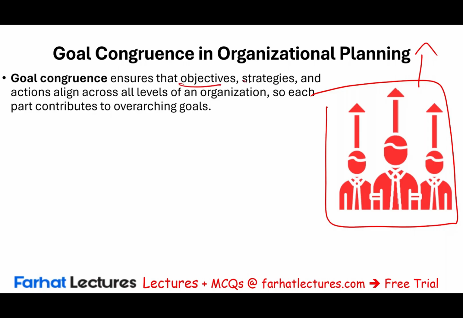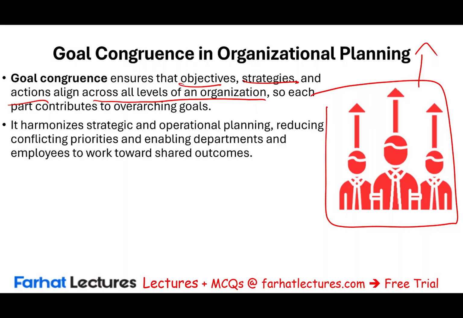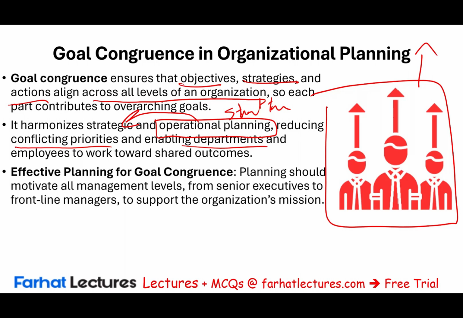So ensure that objectives, strategies, and actions align across all levels of the organization, so each part contributes to the overall goal, the overall objective. It harmonizes strategic and operational planning. Operational planning, in contrast to strategic, is short term, like maybe for 1 year, reducing conflicting priorities and enabling departments and employees to work toward a shared goal, a common goal. This is what we want to do. We want to have a strategic plan, 3 to 5 years, and an operational plan. But the operational plan will have to serve the strategic plan, and everyone is aware of them working in the same direction. So planning should motivate all management levels from senior executives to frontline managers to support the organization's mission.